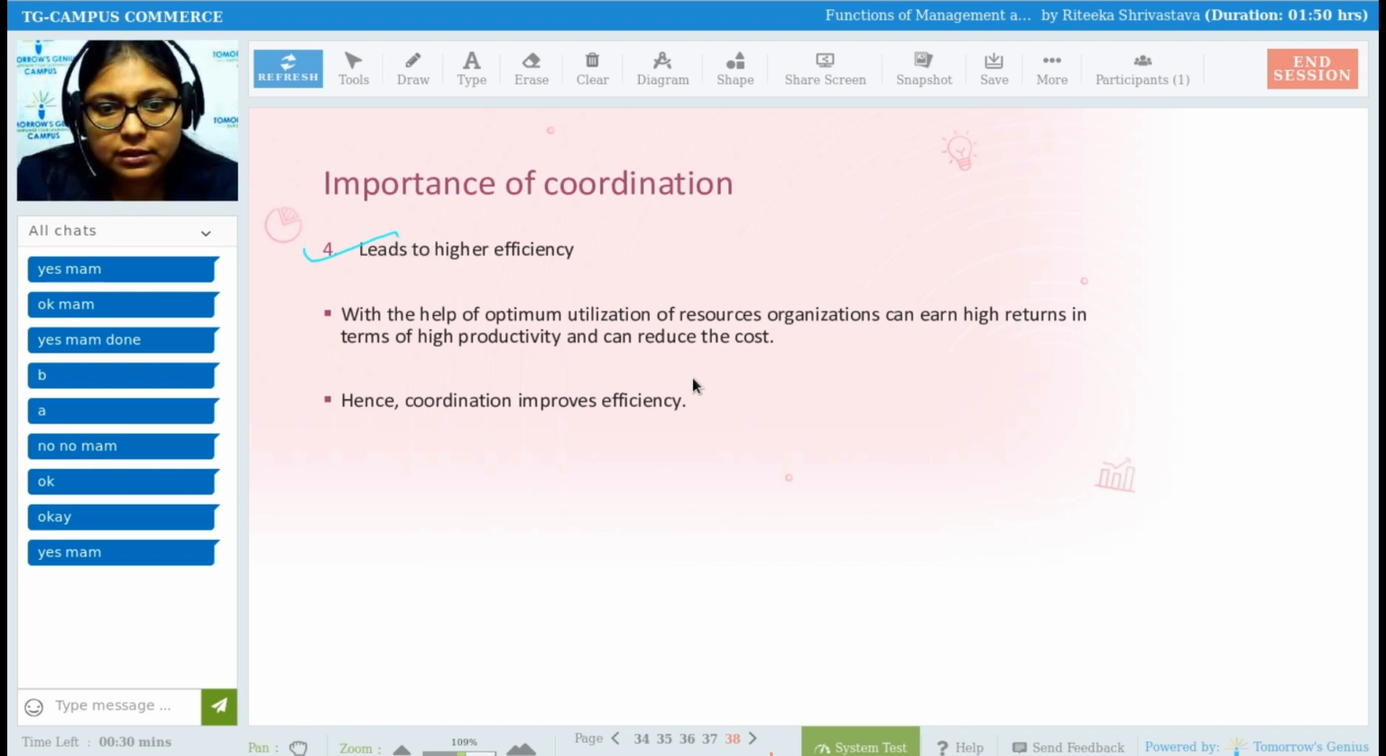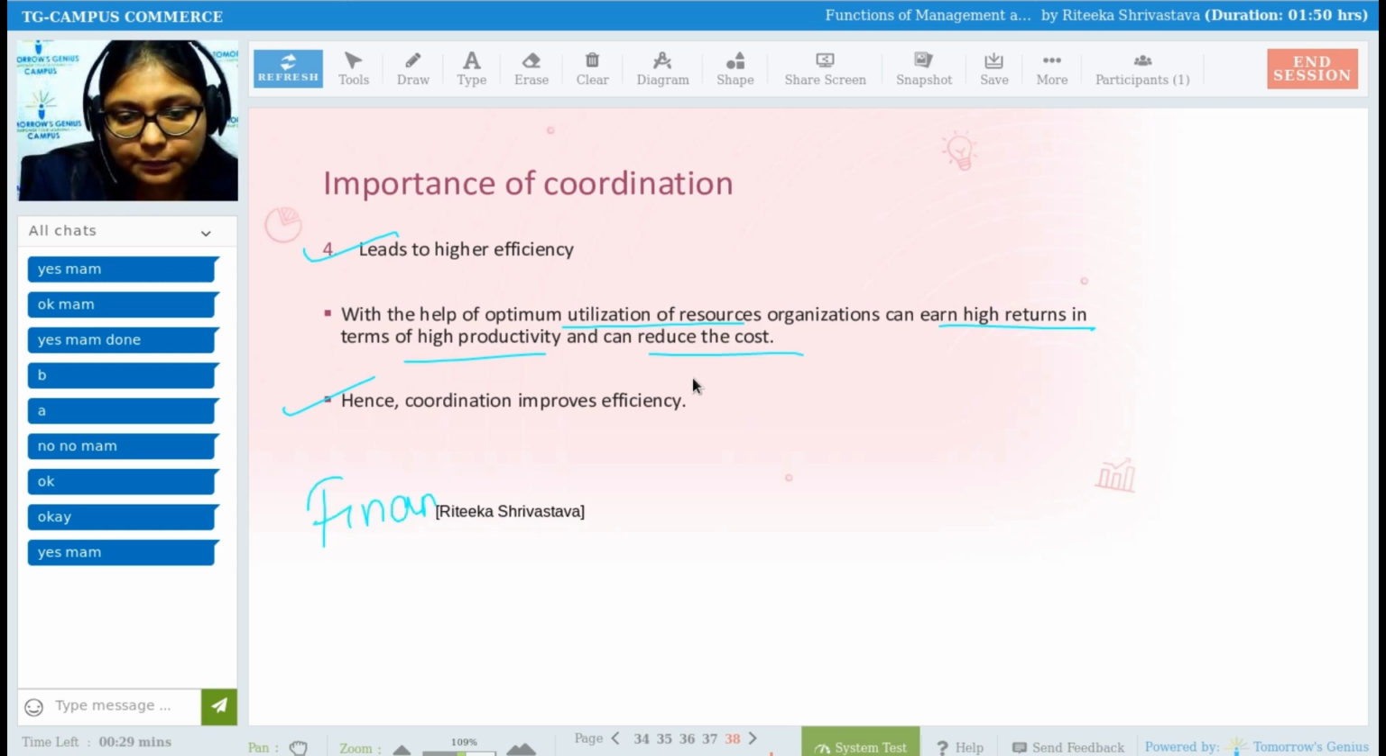Fourth, it leads to higher efficiency. With the help of optimum utilization of resources, the organization can earn higher returns in terms of higher productivity and can reduce the cost. Hence, coordination improves efficiency. So if you are working in proper coordination in a proper way, then it will lead to higher efficiency.